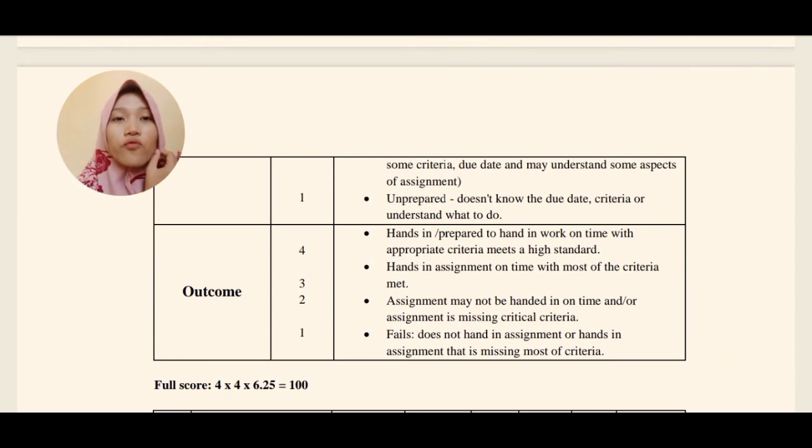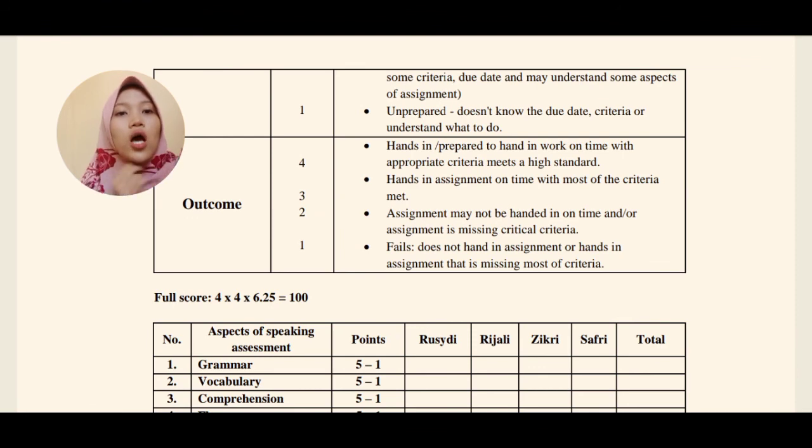Then outcome: 4 points is handing in or preparing to hand in work on time with appropriate criteria, meeting a high standard. Then 3 points if the student hands in the assignment on time with most of the criteria met. 2 points if the assignment may not be handed in on time or is missing critical criteria. 1 is fails: doesn't hand in the assignment or hands in an assignment that is missing most of the criteria. First course is 100.